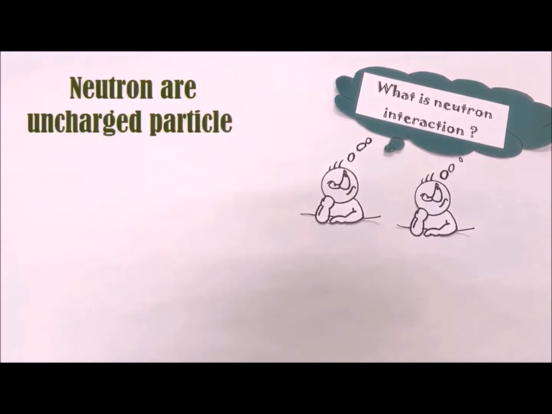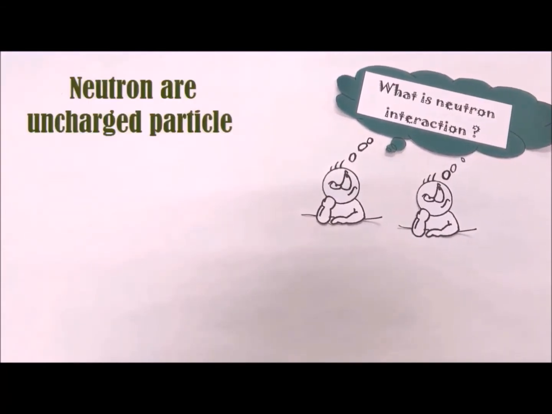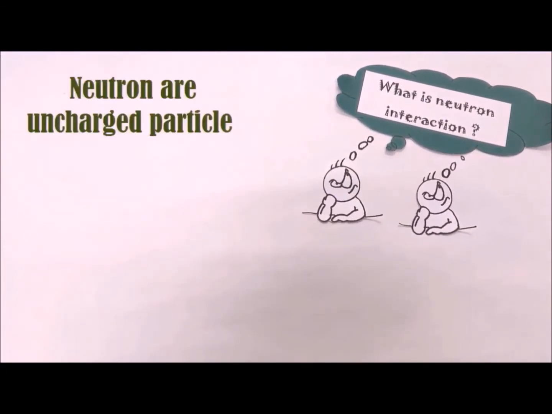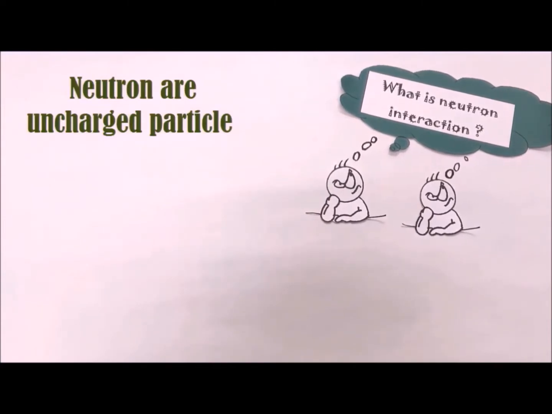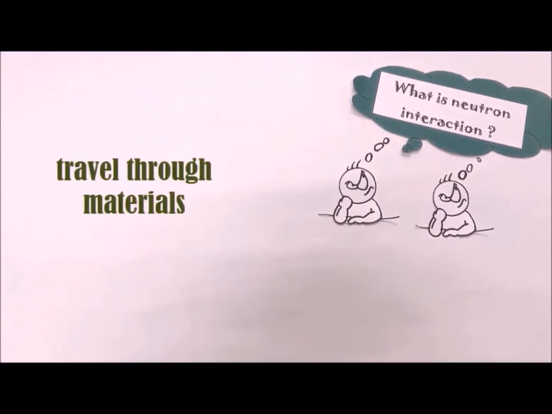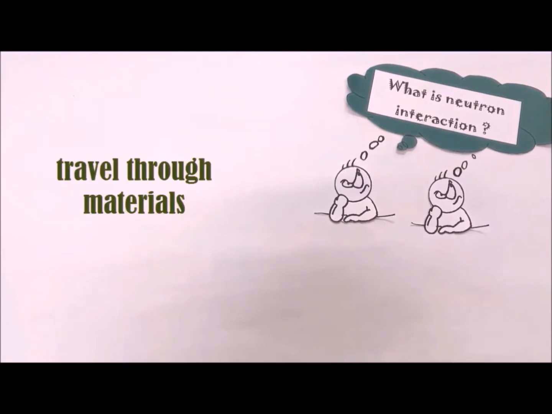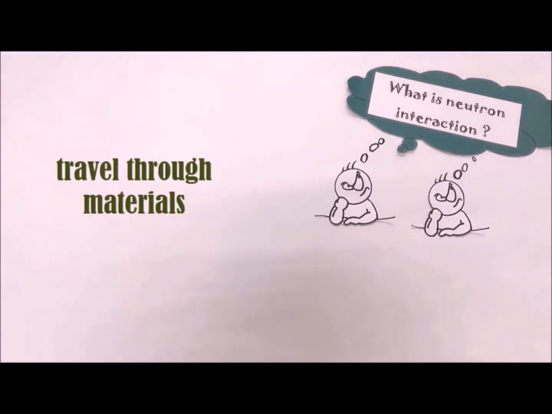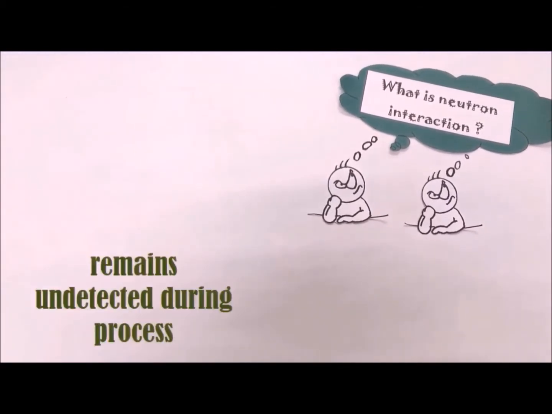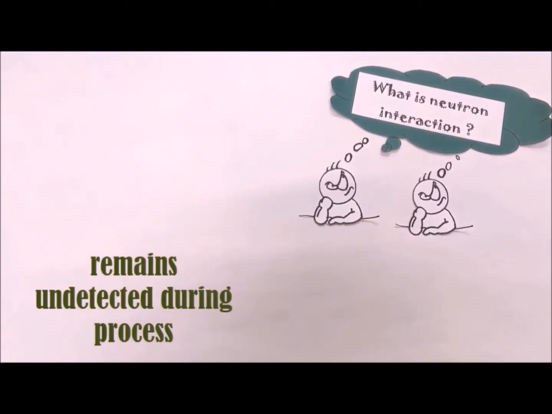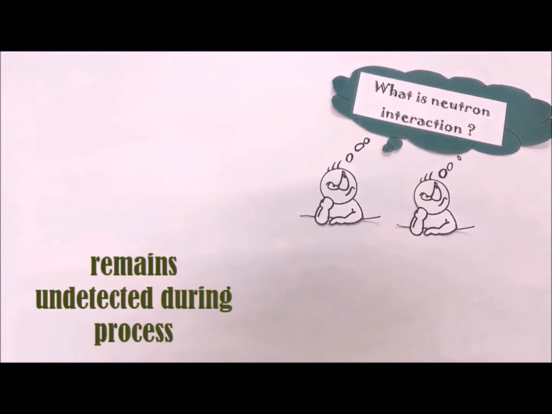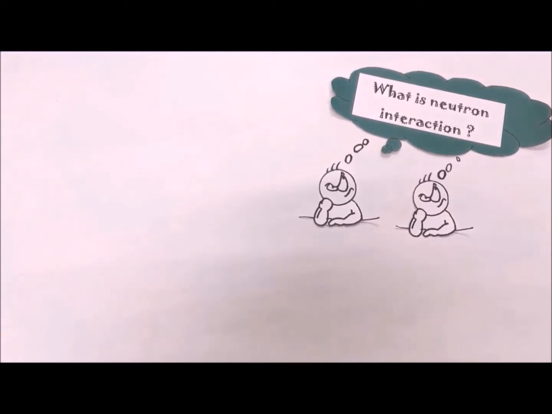Due to the fact that neutrons are uncharged particles and do not interact via the Coulomb force, they can travel through several centimeters of material without interacting with other particles. It also can remain undetected during this process as no charge reaches the detector.